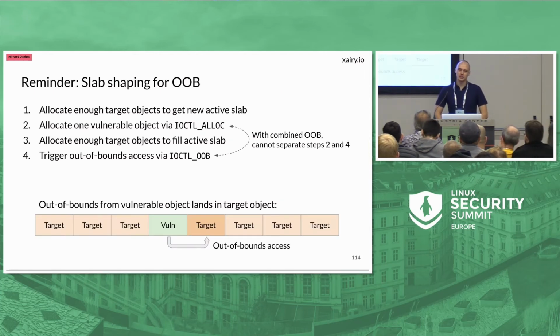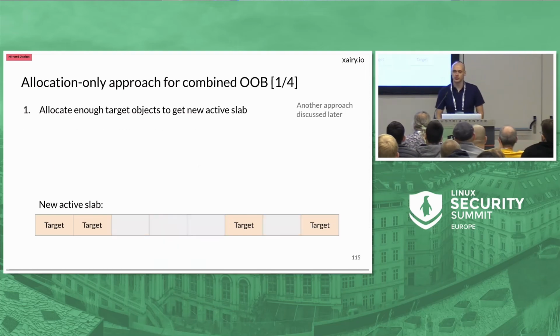With this second case, we cannot separate steps 2 and 3. Remember that in the previous approach, we had step 2 allocating the vulnerable object, then step 3 filling the active slab with target objects, and only then we triggered out of bounds. With this combined approach, we cannot separate those; they happen in the same step. So this is what we're going to do instead.